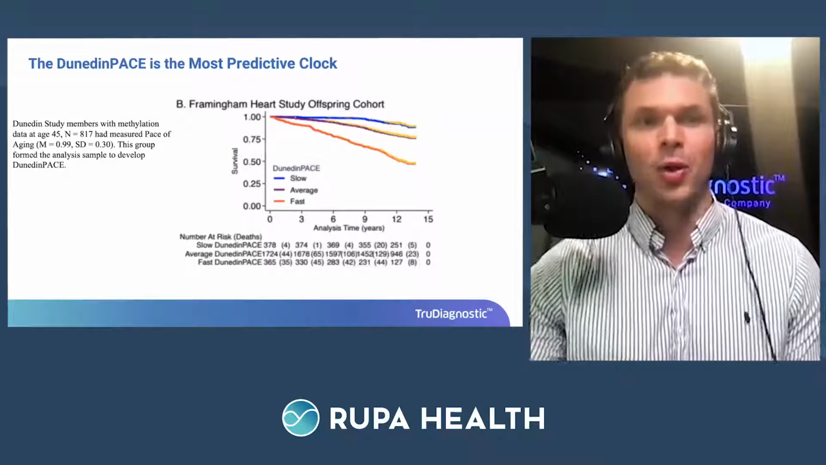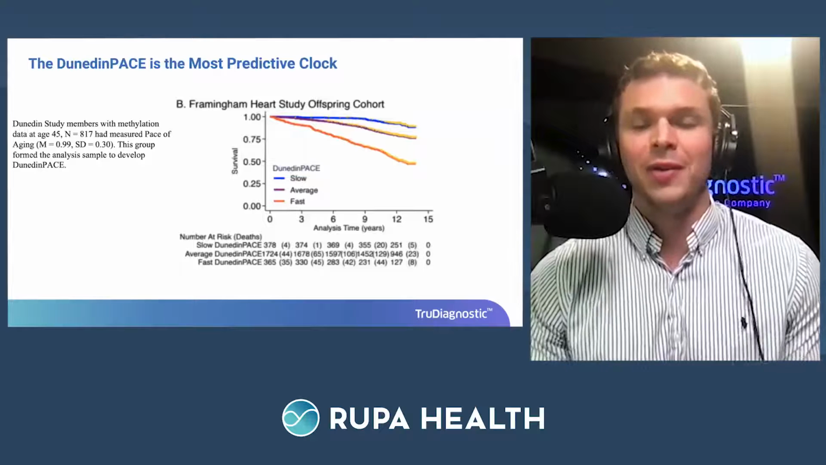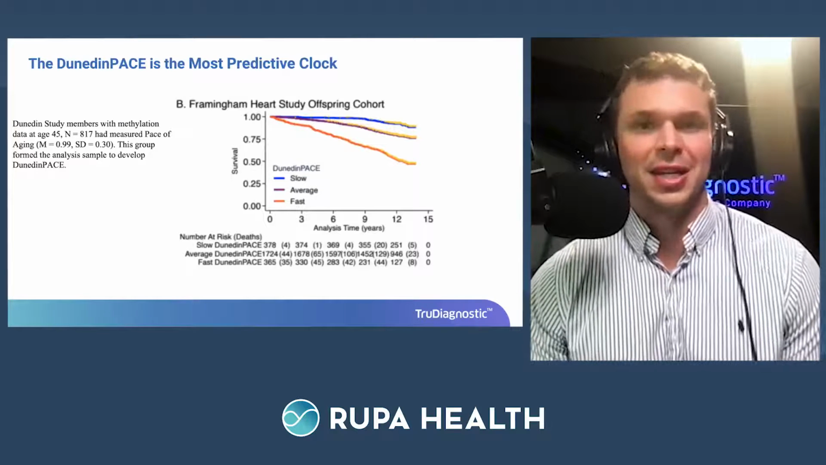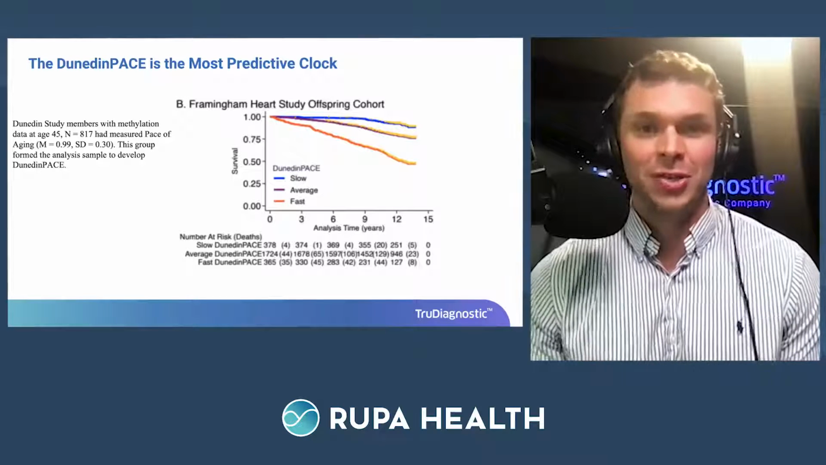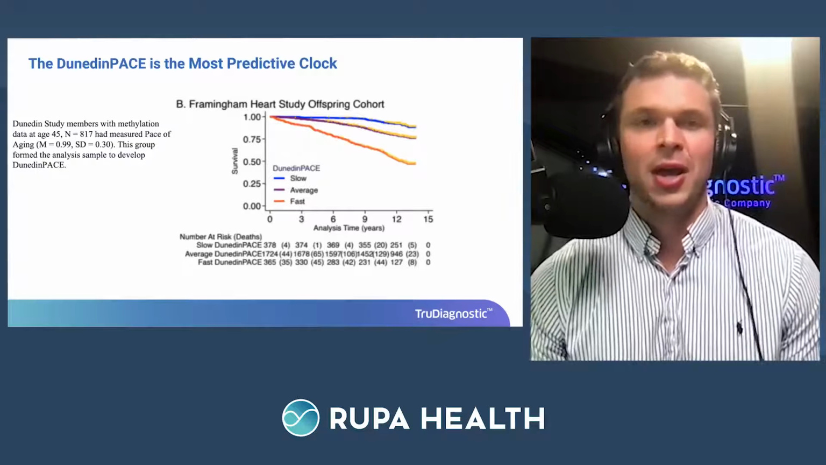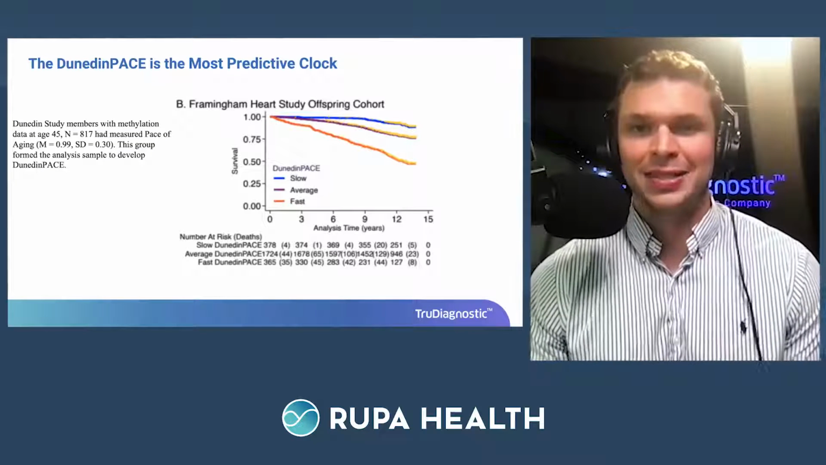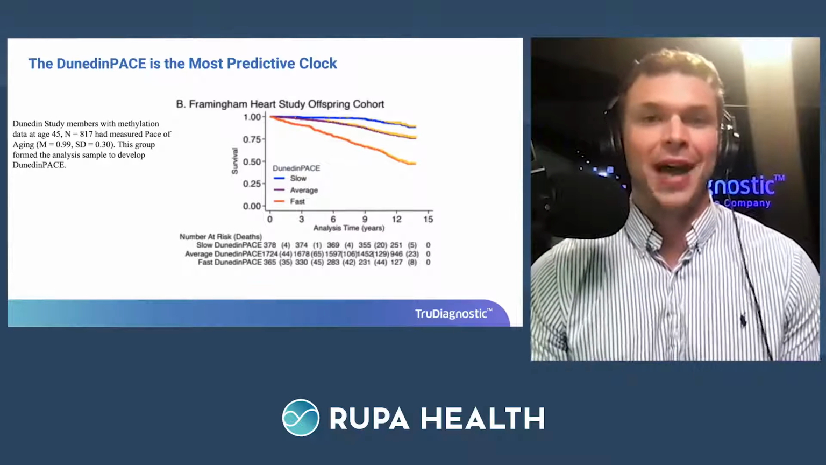And when we do drive it lower, we can see massive impacts on lifespan. So here is where we have validated this in the Framingham Heart Study. Here you can see people who are slow agers. Those are people who would be one standard deviation below that average midline you saw earlier. We see average agers who are that second line. And then at the very bottom, we see those people who are fast agers.